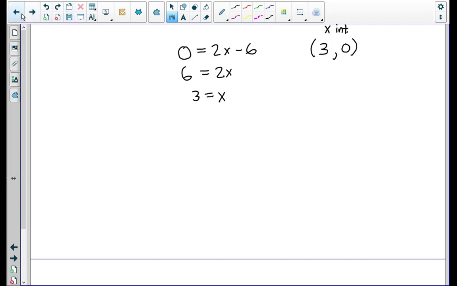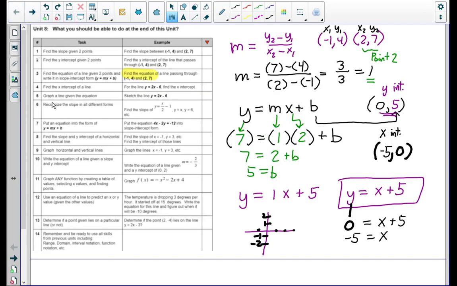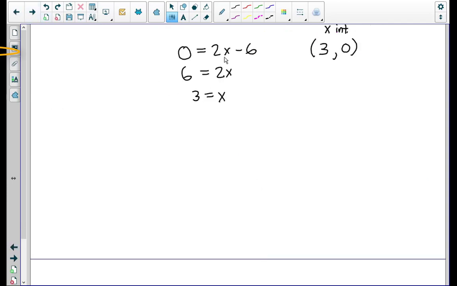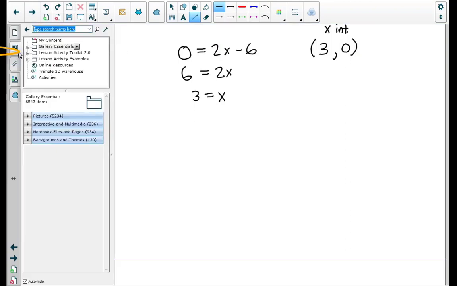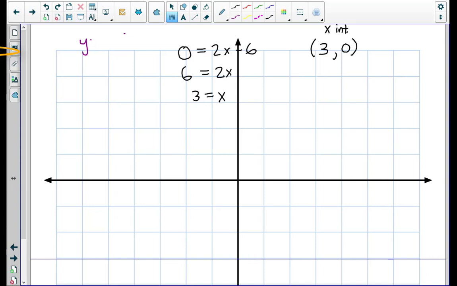Okay, all right. Let's go to skill number 5. Graph a line given the equation. So we're going to graph a line given the equation y equals 2x minus 6. And I'm going to call up some graph paper here. So let's write it: y equals 2x plus 6.